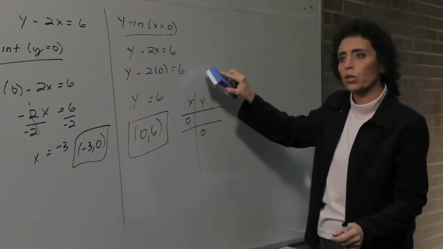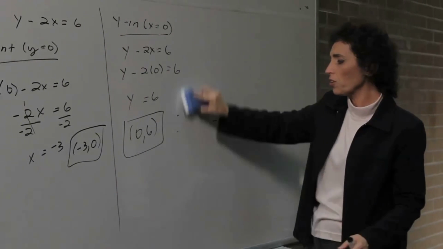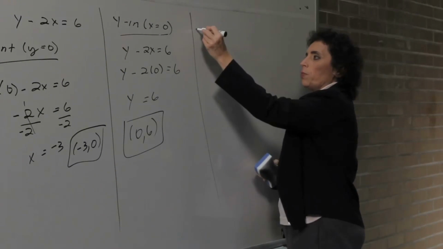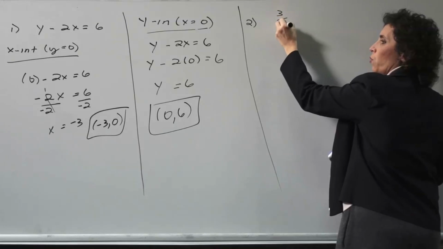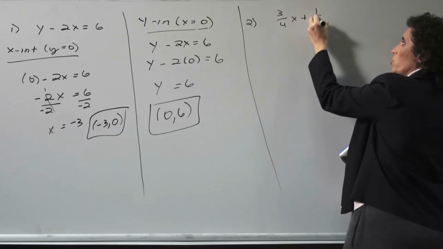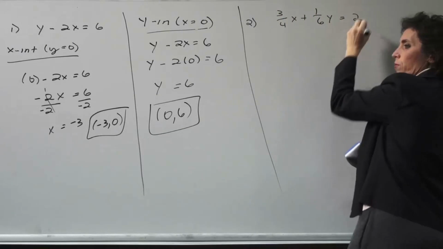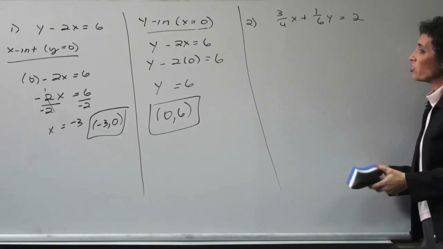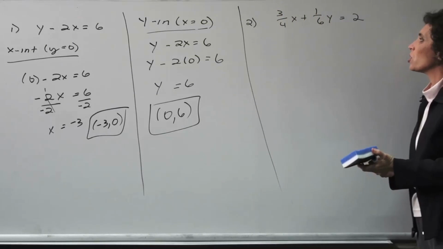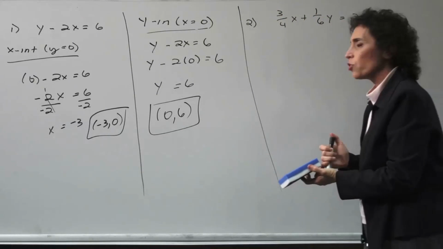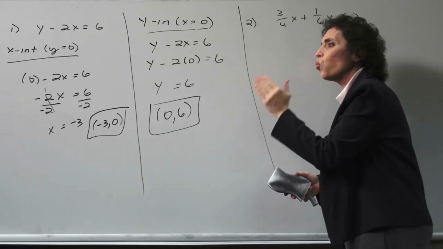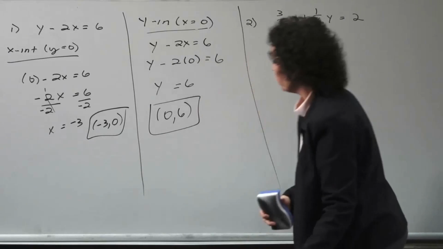Okay? So let me do number 2. Number 2 is a little harder because it has lots and lots of fractions. So number 2 says 3/4 x plus 1/6 y equals 2. I don't like that, because it's easier if I don't have fractions. So I'm going to clear these denominators, which means I'm going to multiply by the LCD, and the LCD is 12.